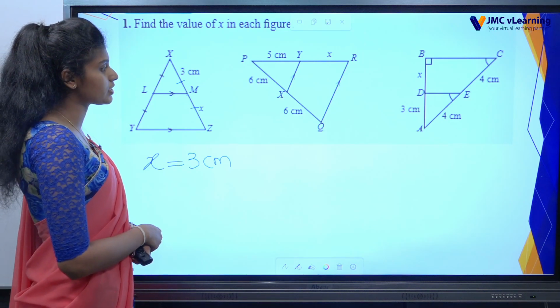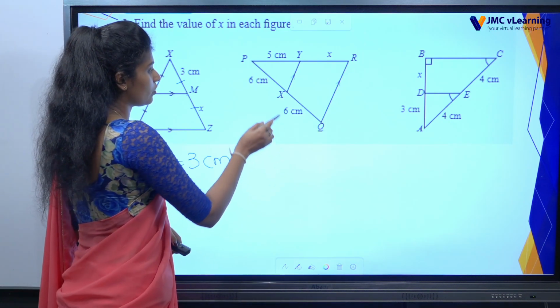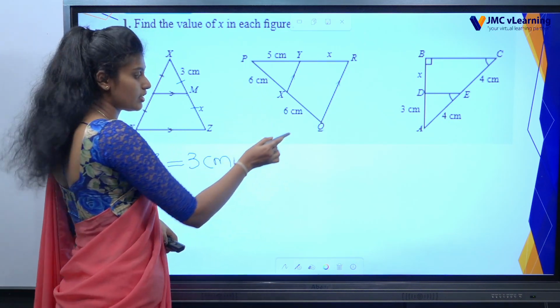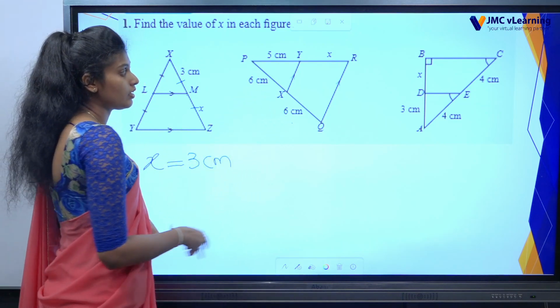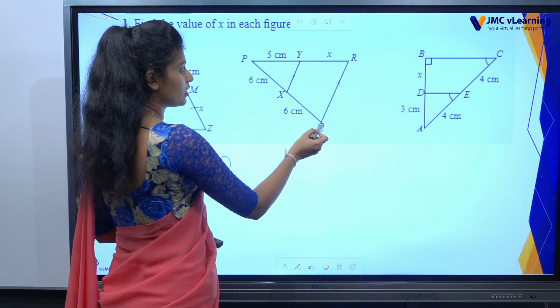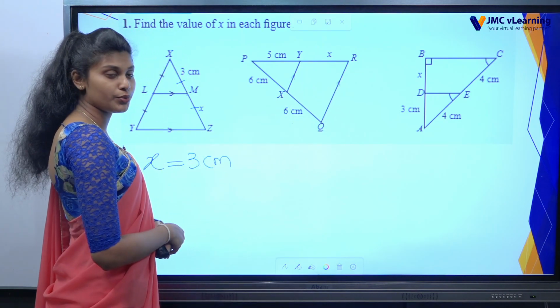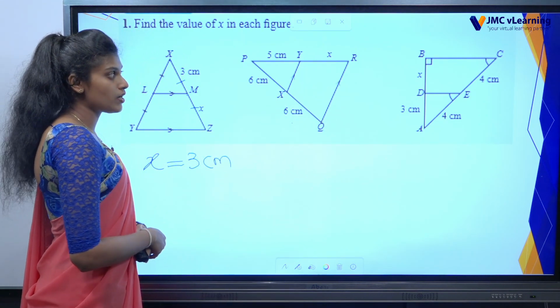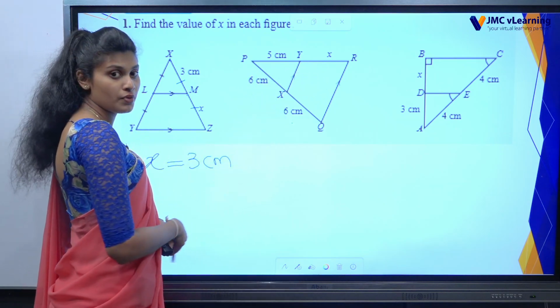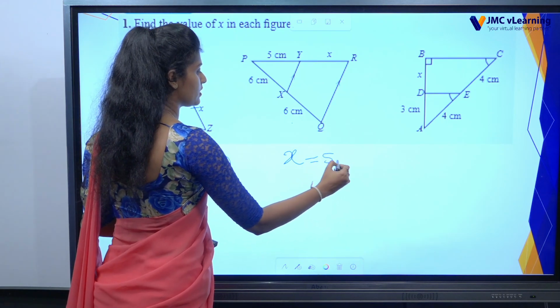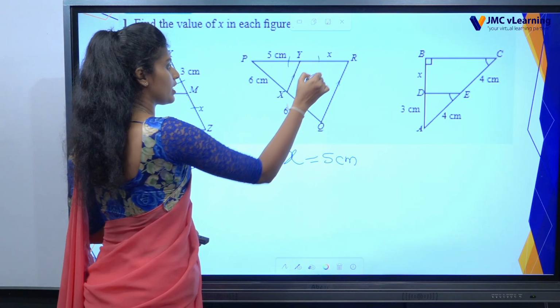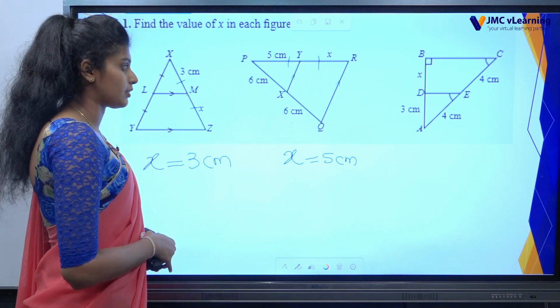The second question, here also you can see 6 centimeter, 6 centimeter. That means x is the midpoint. Here xy and QR lines are parallel to each other. So this one also bisects PR. Here also the value is 5 centimeter because these two sides are equal in length.